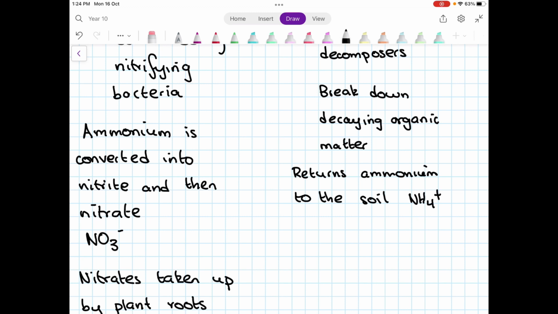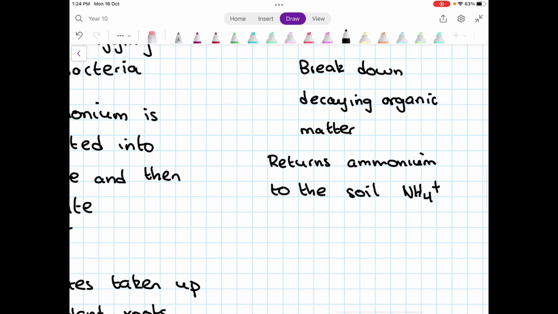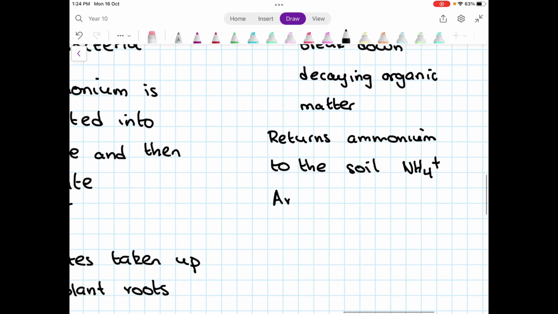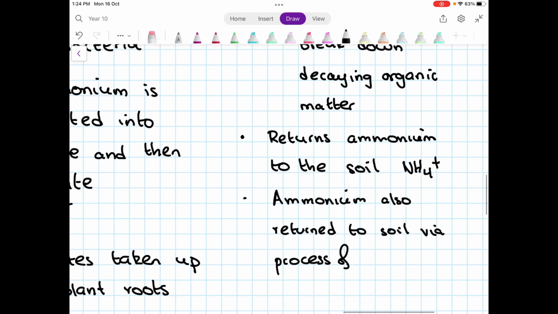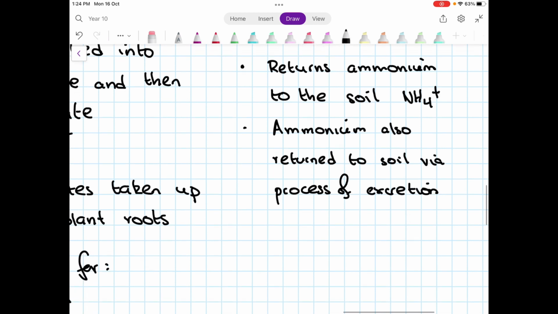So this is also true when living plants and animals excrete, and that would also return ammonium to the soil. Via the process of excretion. Or digestion.